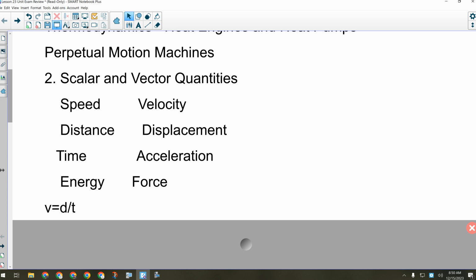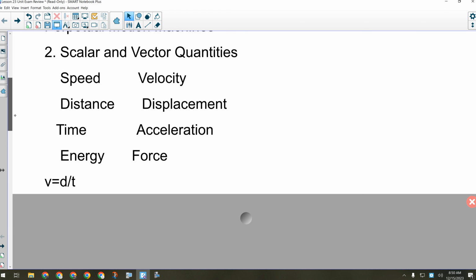Now that said, it's possible you might have to use that with maybe a graphing question in a written response item. But there'll be no v equals d over t problem for its own sake. Okay, so multiple choice on that one.